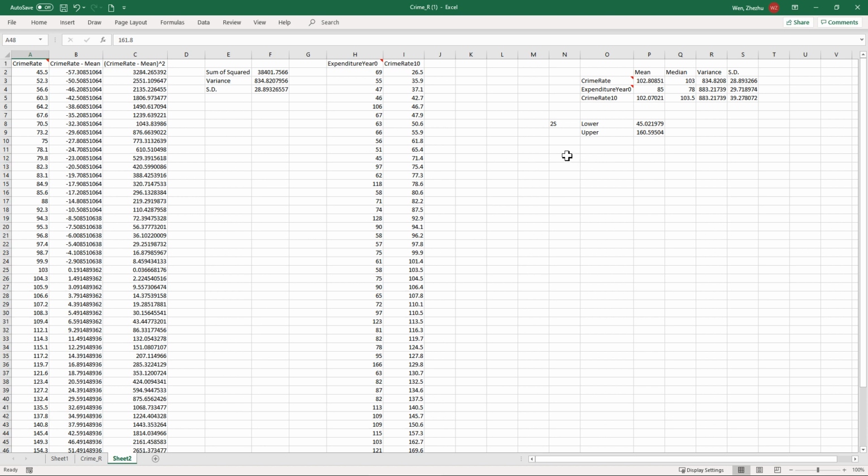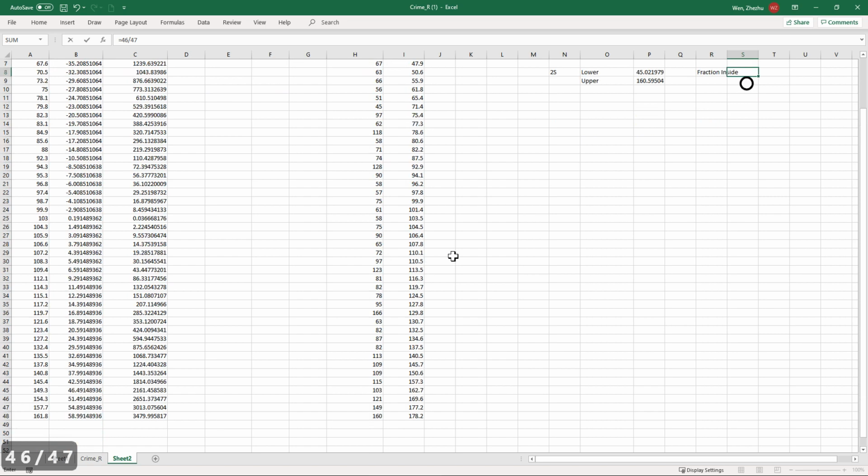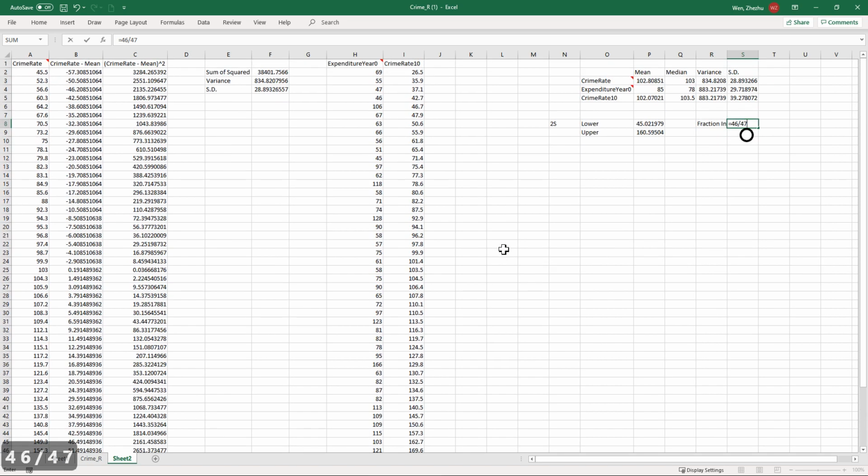So the fraction inside is going to be 46 over 47, because I know that this is 47 observations. From the previous homework, I know this is 47. So this is going to be the fraction within the 2 standard deviation distance.